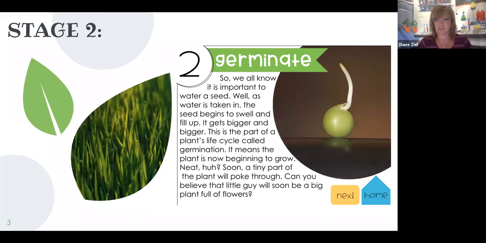The second stage is called the germination stage. So we all know it's important to water a seed. Well, as water is taken in, the seed begins to swell and fill up. It gets bigger and bigger. This is the part of a plant's life cycle called germination. It means the plant is now beginning to grow. Pretty neat, huh? Soon, a tiny part of the plant will poke through. Can you believe that this little guy poking out of the seed will soon become a full adult plant full of flowers?